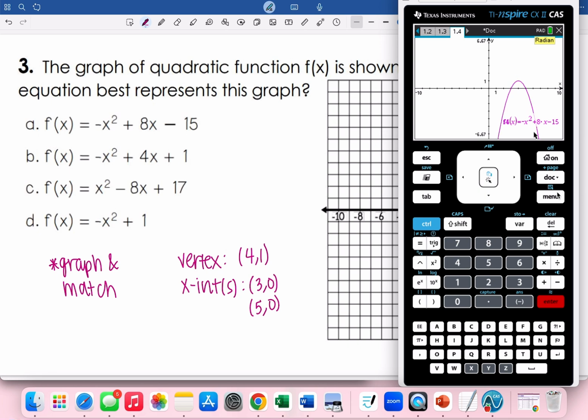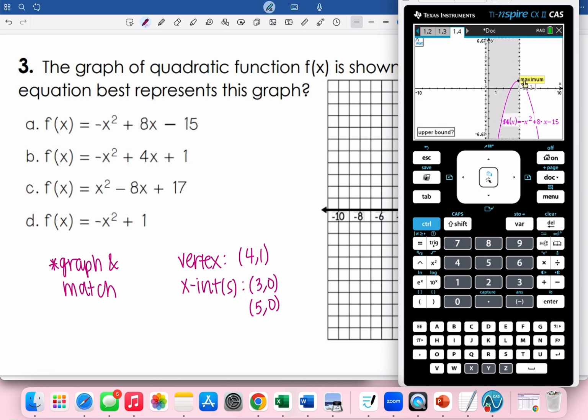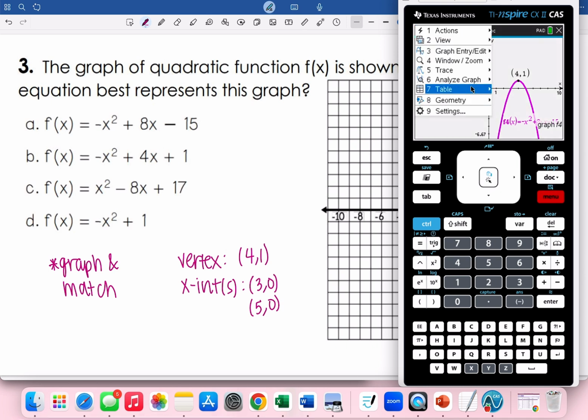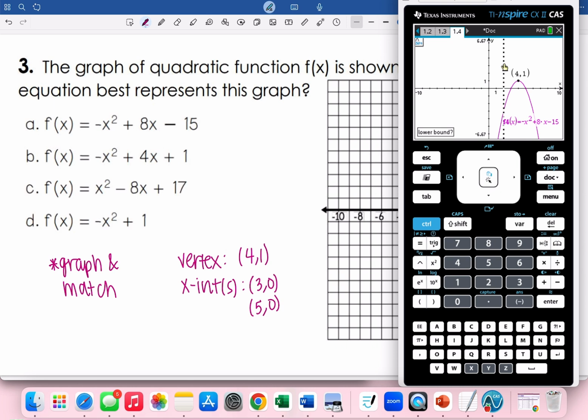So looking at my vertex, I notice it's the highest point, therefore it is a maximum. Menu 6-3, pressing enter, scrolling over. I notice that it does contain the correct vertex. So then I want to find my x-intercepts. Remember, you can find an x-intercept by pressing menu 6-1. You're finding a zero in the calculator.